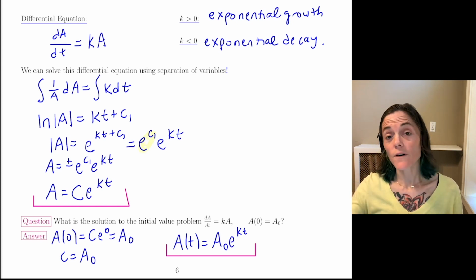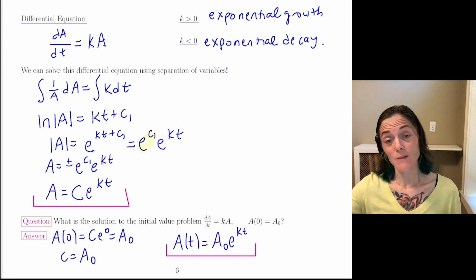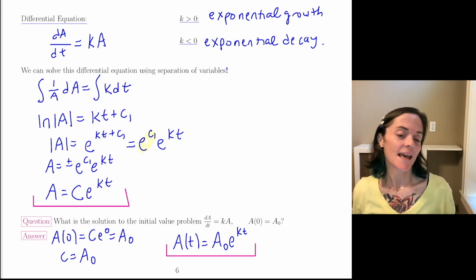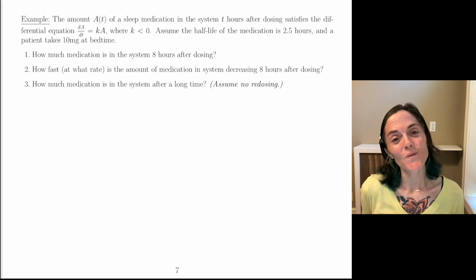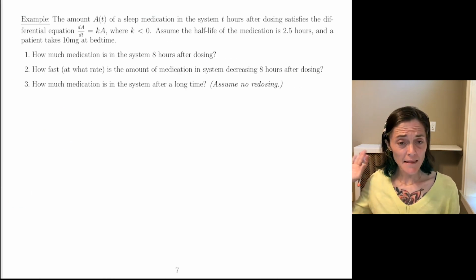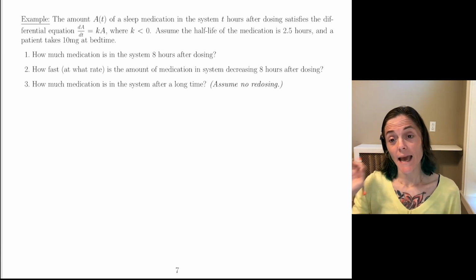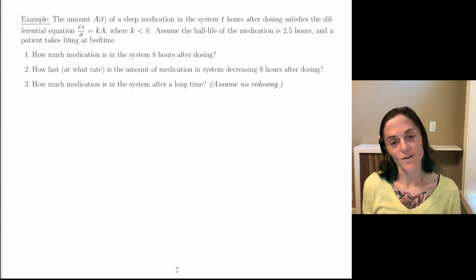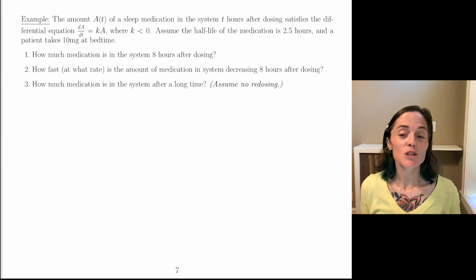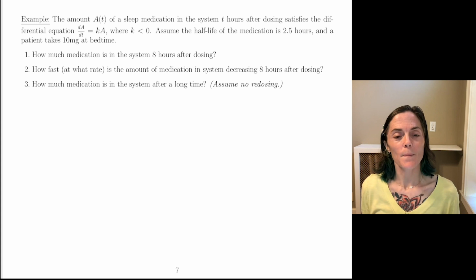This is the function that governs exponential growth when k is positive, exponential decay when k is negative. So let's do an example using this wonderful word problem. The amount, A of t, of sleep medication in the system t hours after dosing satisfies this differential equation. Wonderful. Assume the half-life is 2.5 hours and a patient takes 10 milligrams at bedtime. Then we have some questions.